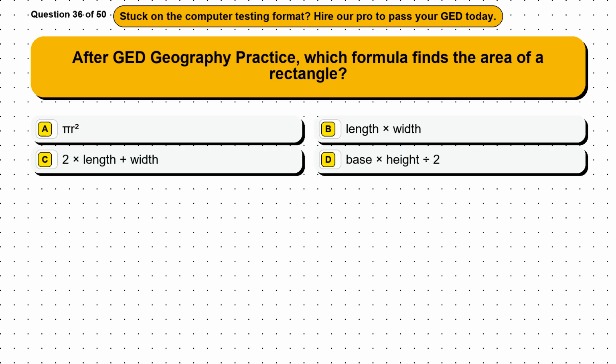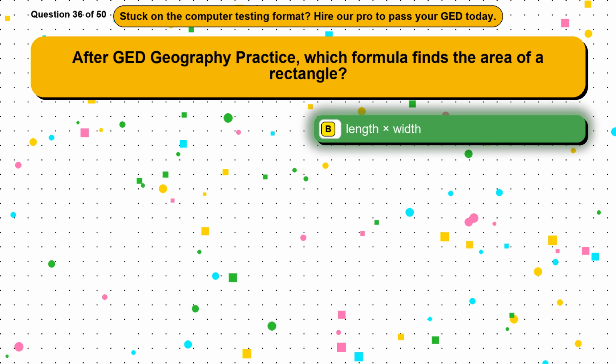Question 36. After GED Geography Practice, which formula finds the area of a rectangle? Option A, pi r superscript 2. Option B, length times width. Option C, 2 times length plus width. Option D, base times height divided by 2. The correct answer is option B, length times width.